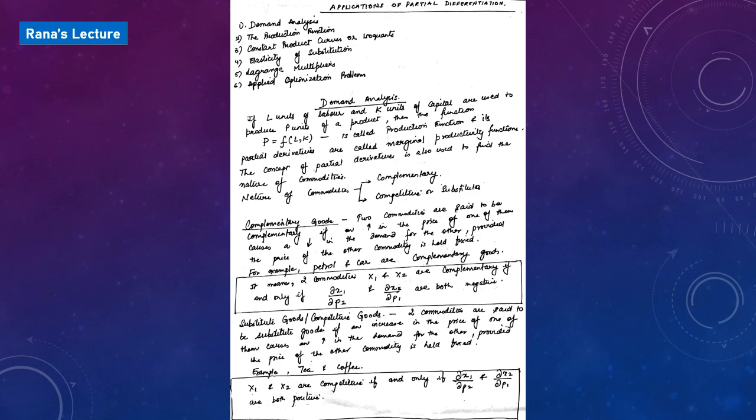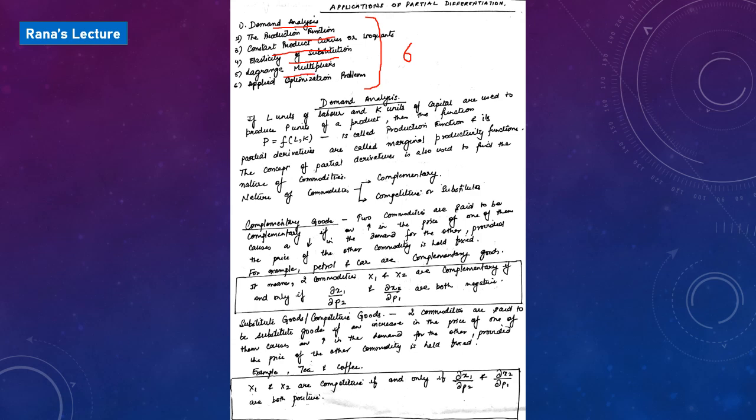The first one is demand analysis. The second one is a production function. The third is constant product curve or isoquants. The fourth is elasticity of substitution. Fifth is Lagrange's multiplier. Sixth is applied optimization problems. Today we will be discussing demand analysis.